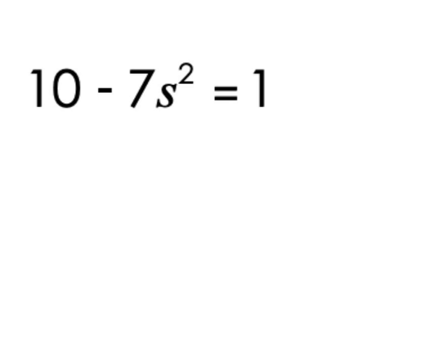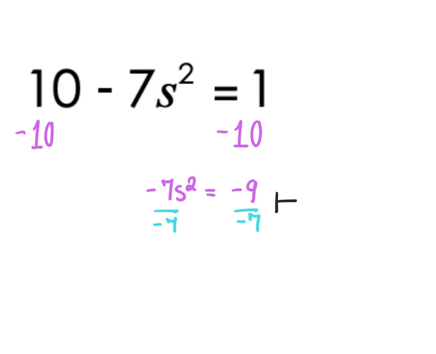Okay, so for this one, we have 10 minus 7s squared equals 1. So we're first going to minus 10 from both sides. And then we'll have negative 7s squared equals negative 9. And then we're going to divide both sides by negative 7. And we'll have s to the second power equals 9 over 7.